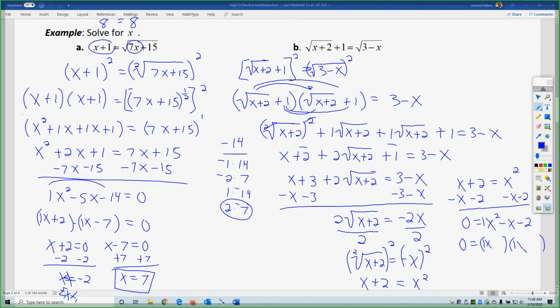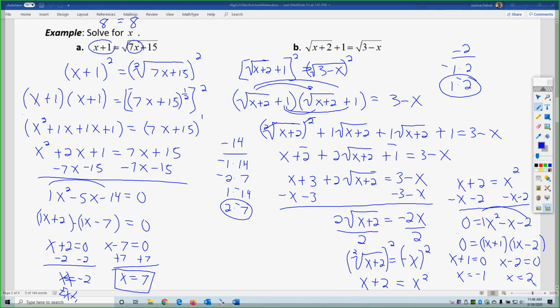1x and 1x. So 1 times negative 2 is negative 2. So the factors here are 1 times 2, and one of them has to be negative. But the only option is positive 1 and negative 2, because that gives us negative 1 when we add them, and when we multiply it back. So x plus 1 equals 0, and x minus 2 equals 0. So x is negative 1, and x is 2.